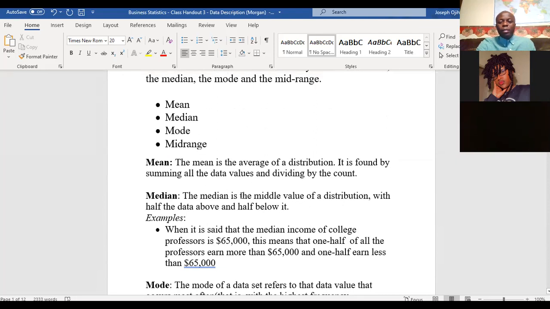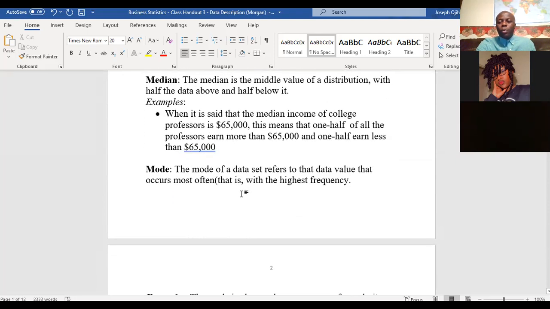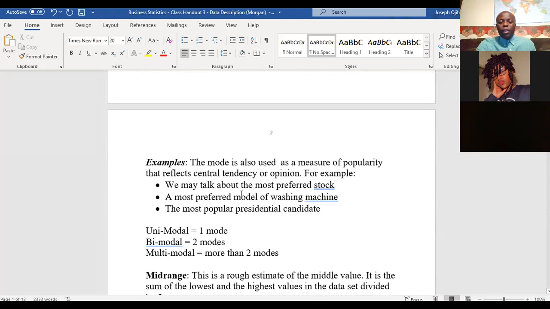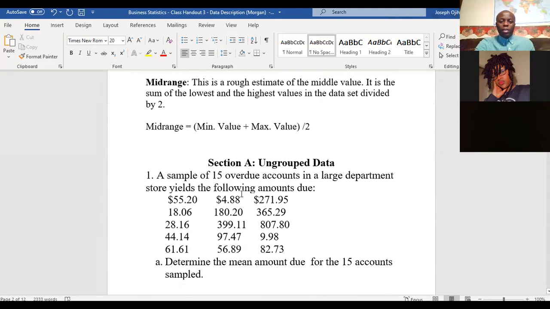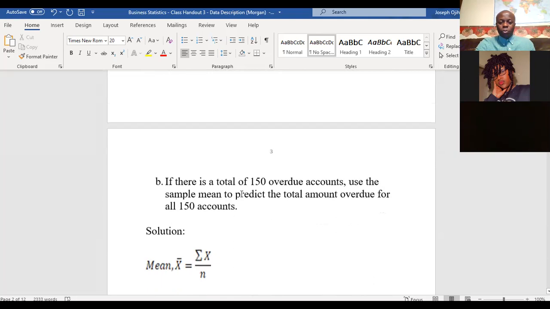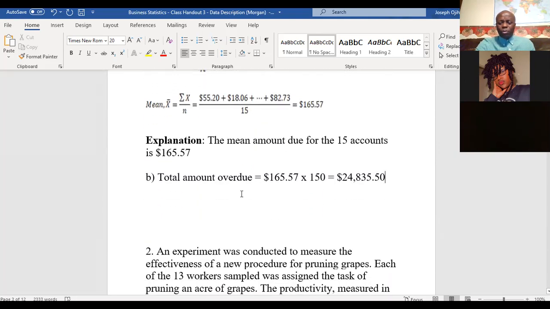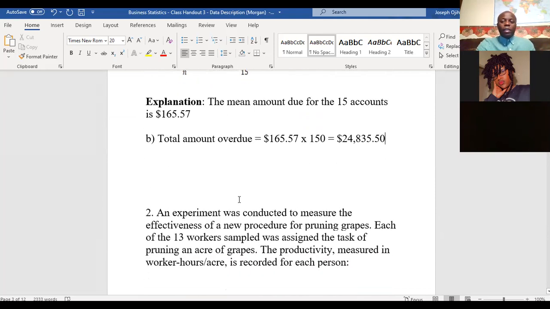Like I said, the median is the middle value. The mode is the one that is most popular, that occurred most often. To find the median and mode for ungrouped data, for the median, the first thing to do is to arrange them in order. Then after that, you can pick out the median or the mode.